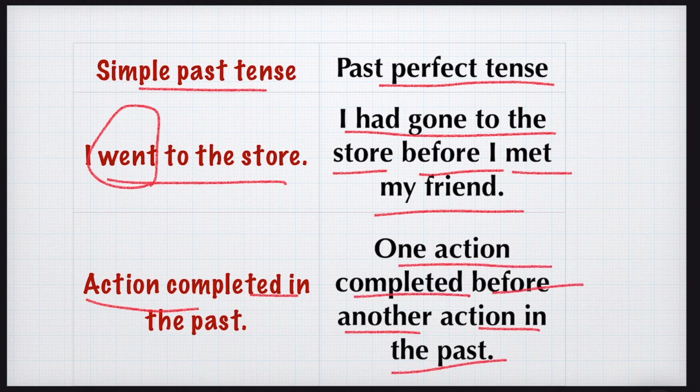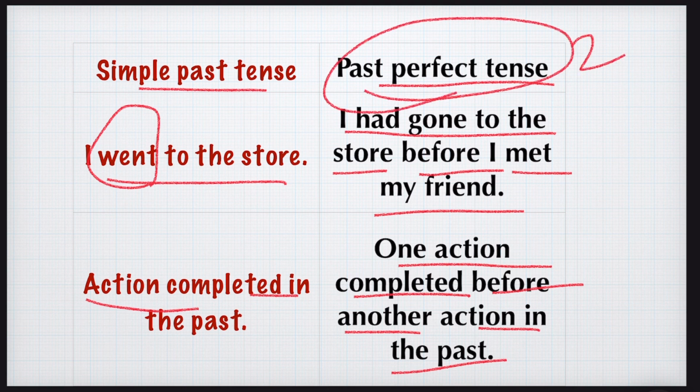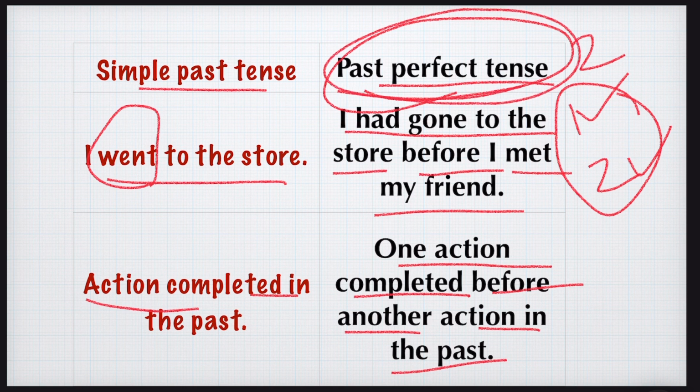So there are two actions in past perfect tense. The first action is I had gone to the store, and the second action is I met my friend. These two actions are completed in the past, but one action is completed before another action. Before I met my friend, I had gone to the store. To indicate which action occurs first, we have used past perfect tense.